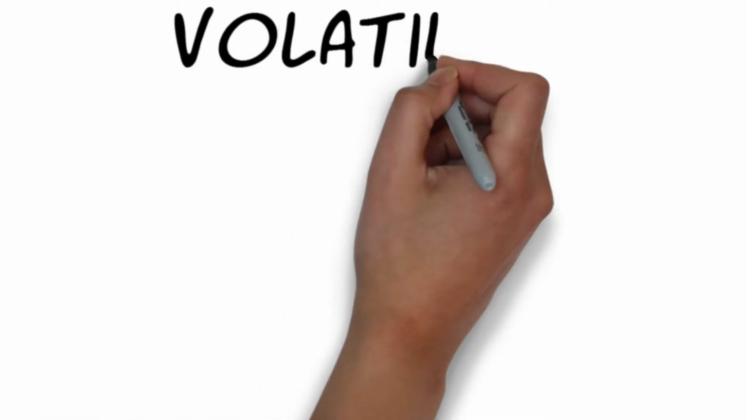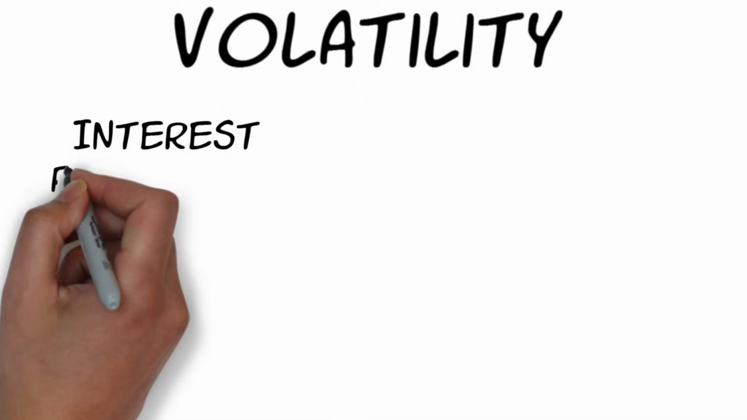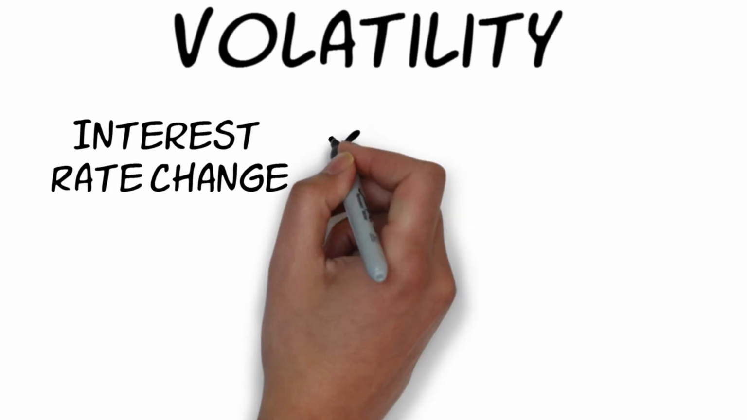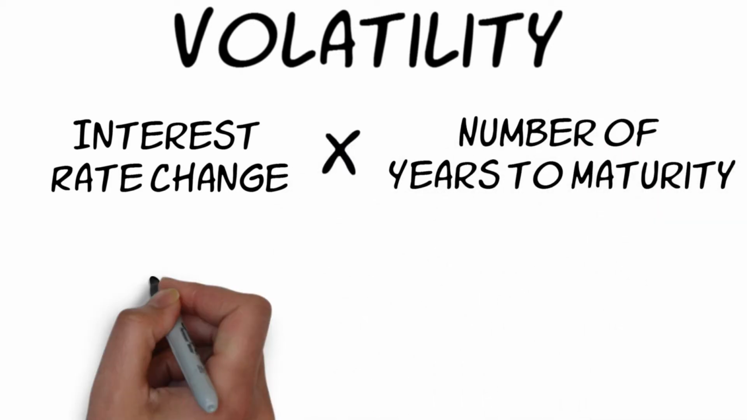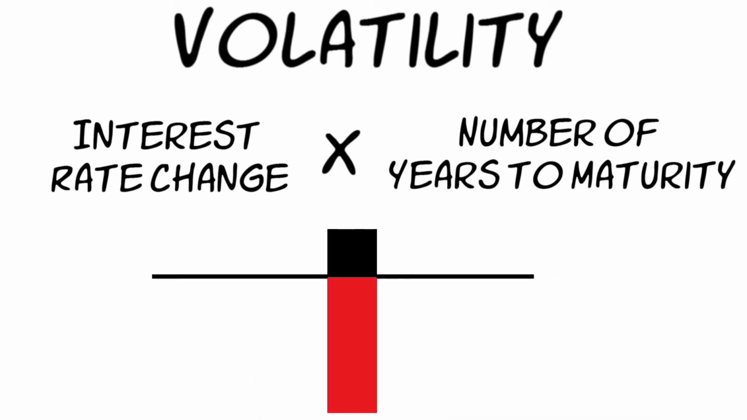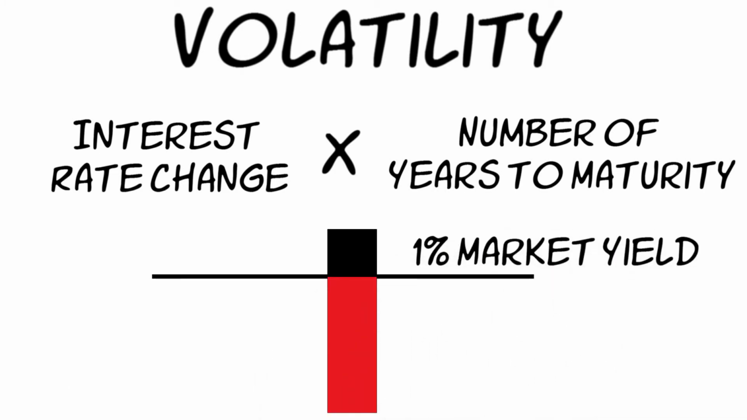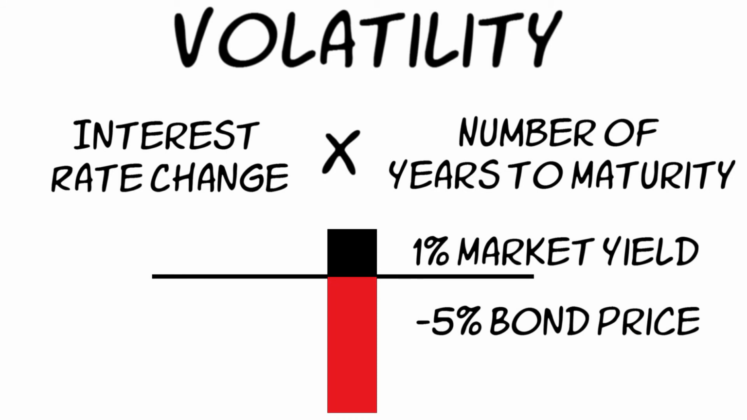And when looking at volatility, typically, as a rule of thumb, you can multiply the change in interest rates by the number of years to maturity of the bond. So if interest rates go up 1% and you have 5 years to maturity, that bond should fall or increase by 5%. So it's a measure of volatility as well.